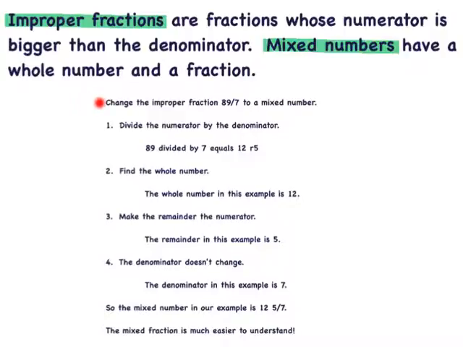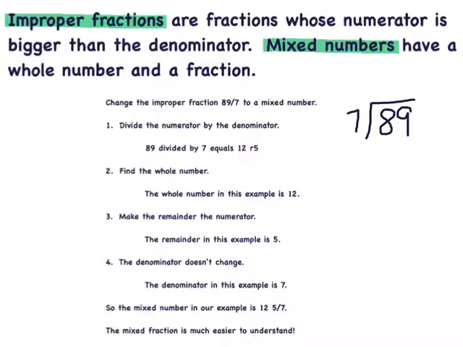It asks me to change the improper fraction 89/7 to a mixed number. Now when we look at 89/7, we don't normally talk about fractions that look like that. So the first thing I need to do is divide the numerator by the denominator. So I would need to set that up as a division problem, and I would have 89 divided by 7.